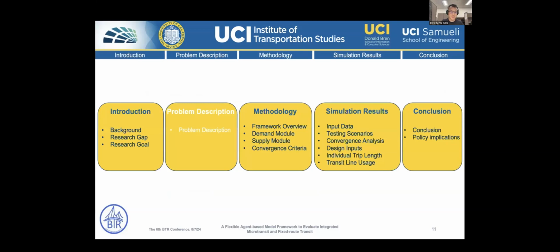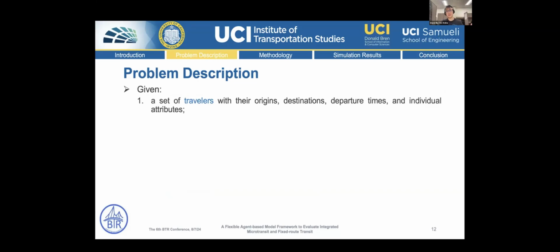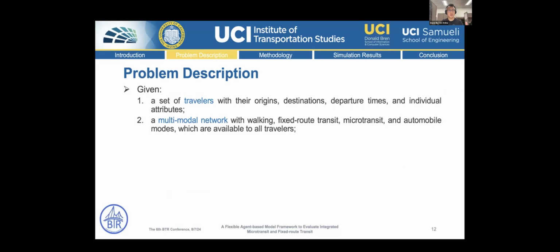Then let's look at the second part, problem description. The proposed model is trying to solve the following problem. Given a set of travelers with their origin, destination, departure time, and individual attributes, and given a multimodal network with walking, fixed route transit, microtransit, and auto layers, which is available to all travelers.